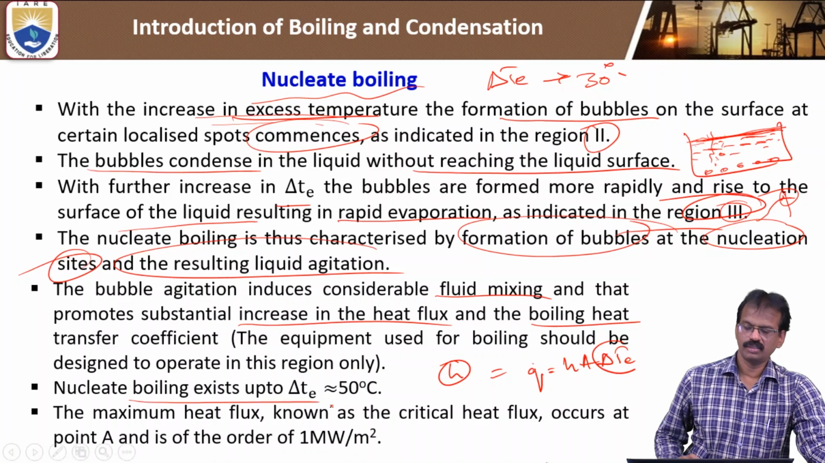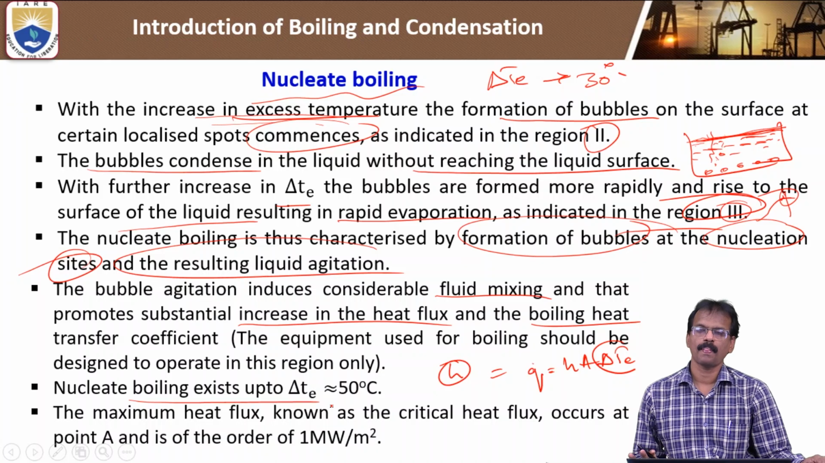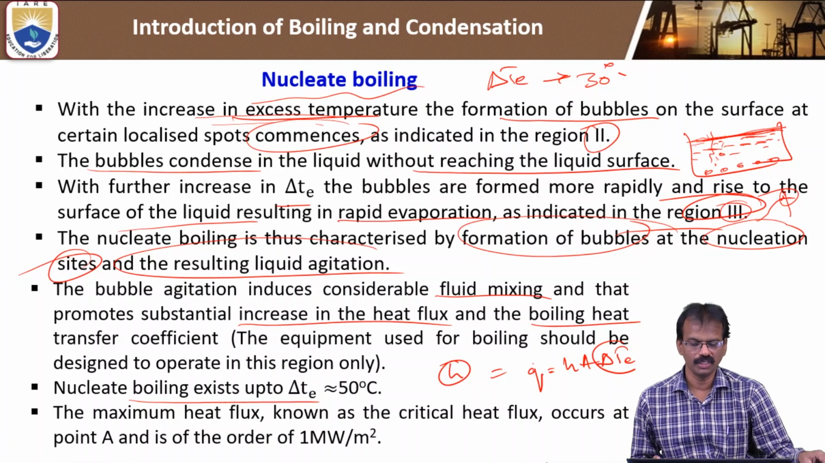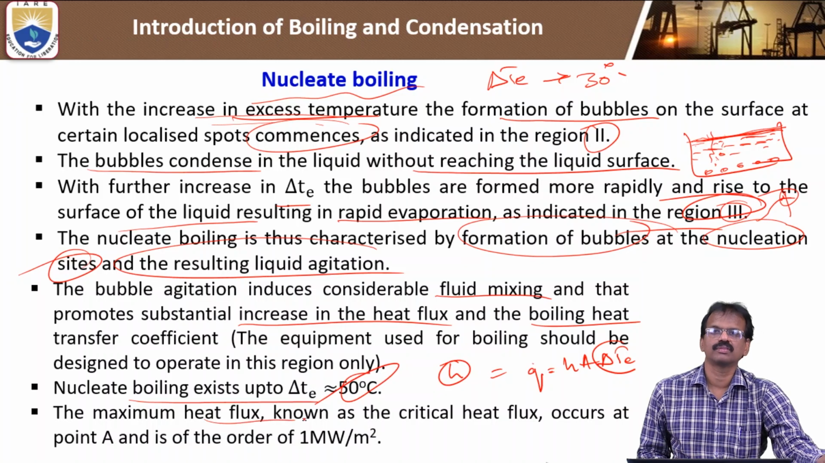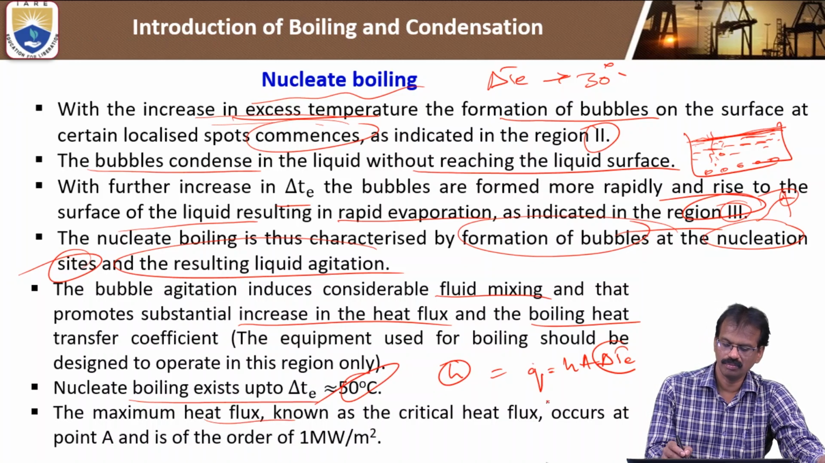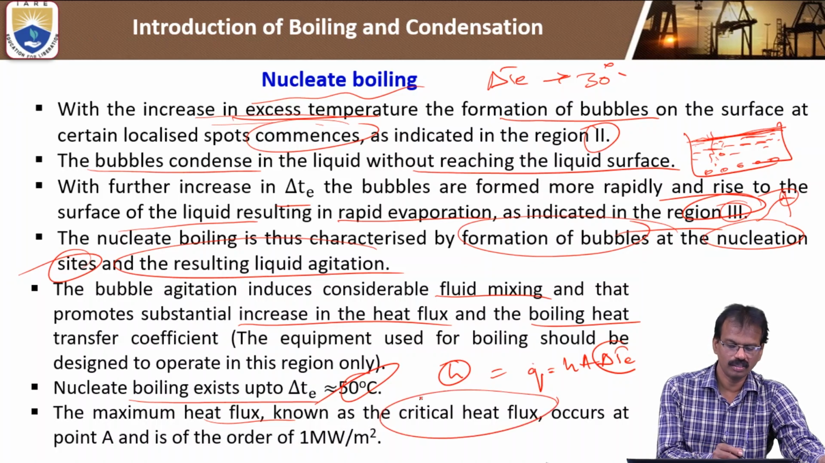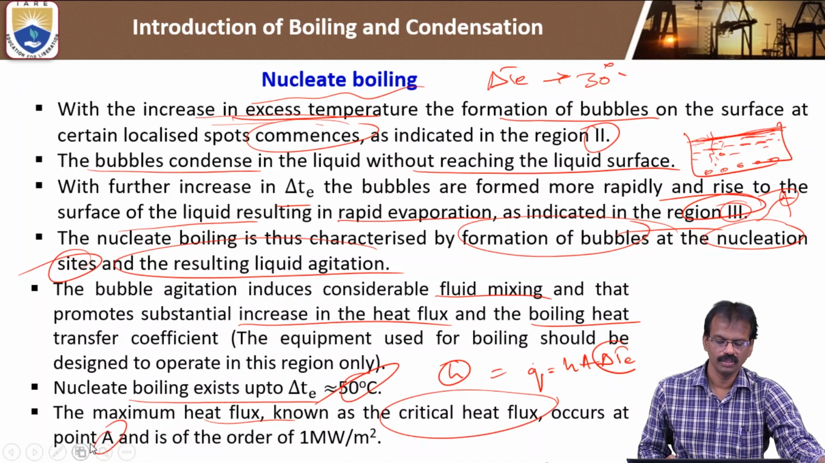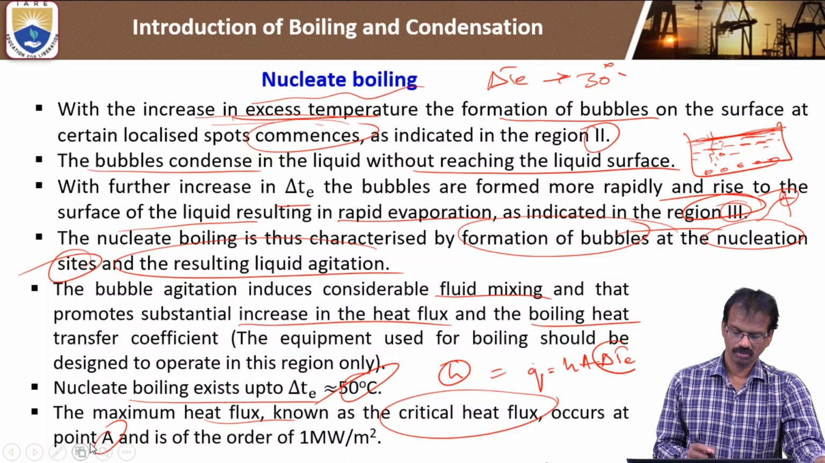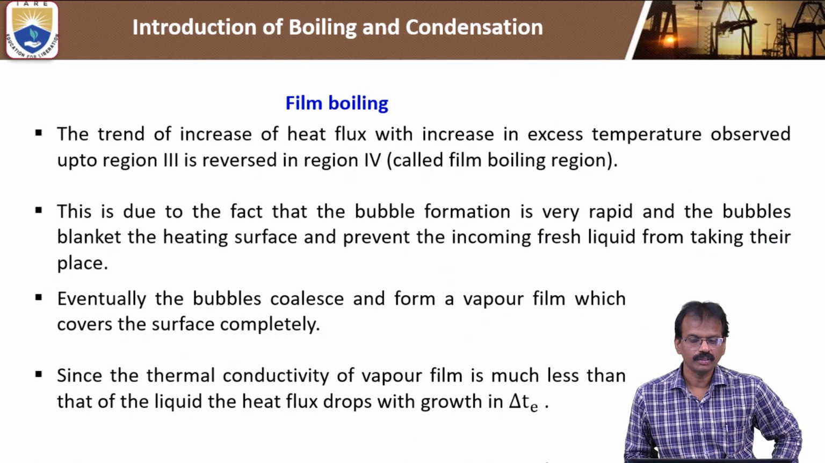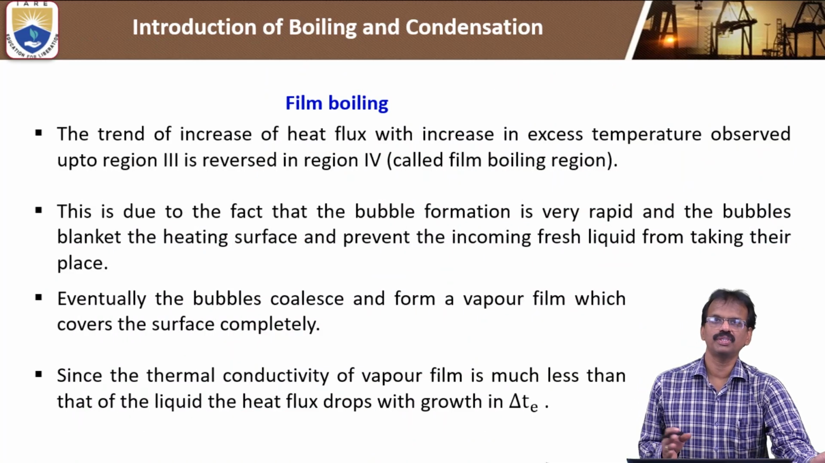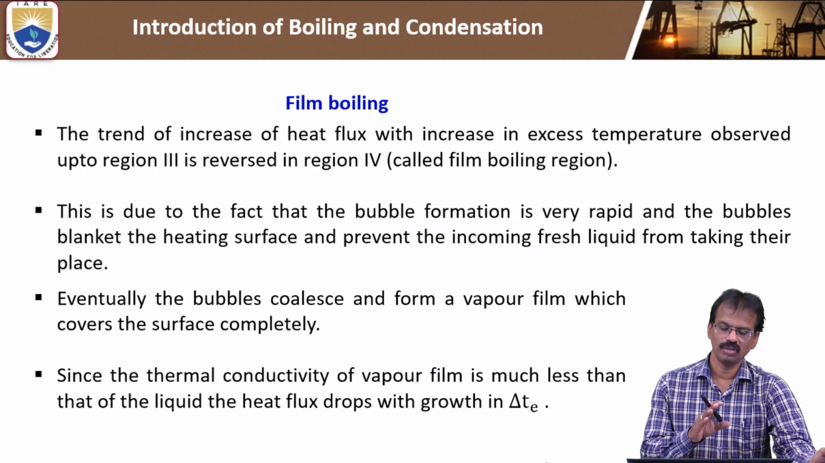Nucleate boiling exists up to 50 degrees Celsius. The maximum heat flux, that highest point in the heat flux, is nothing but the critical heat flux, which occurs at this point. You may have already noticed that in the graph. This is nearly 1 megawatt per meter square.